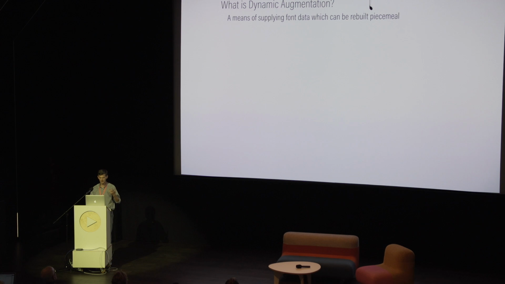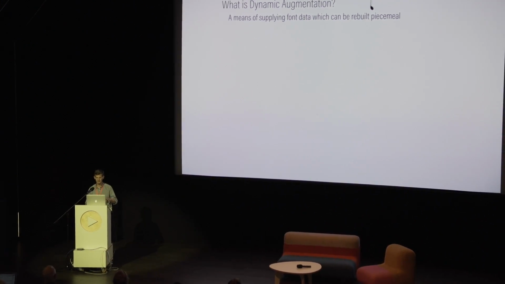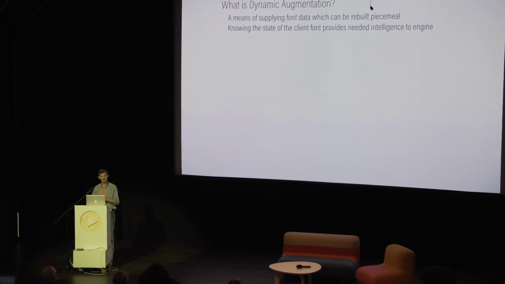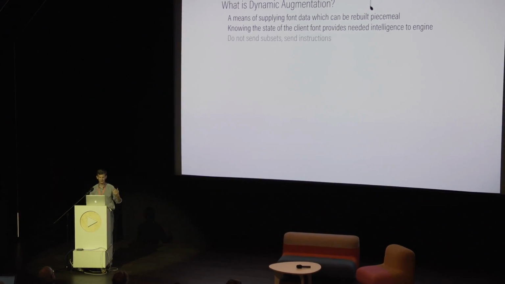Essentially, it's a means of supplying data to the font and rebuilding it piecemeal in any order at all. It doesn't matter which order you're taking these values. You just need to put them in and make sure they get to the right place. And the key to all of this is knowing the state of the client font. If you know the state of the subset, if you know how all of these things have been remapped, you can know how to alter them and create a set of instructions that will allow you to update it.